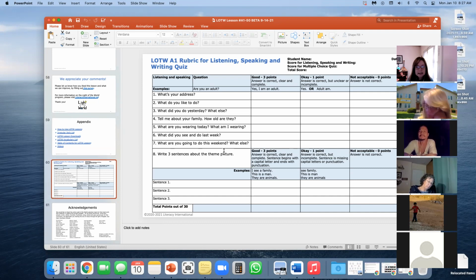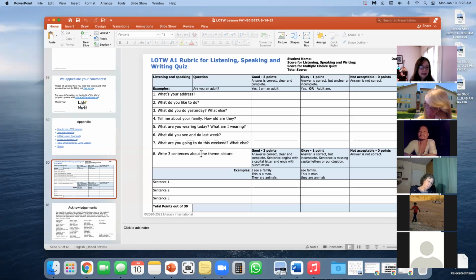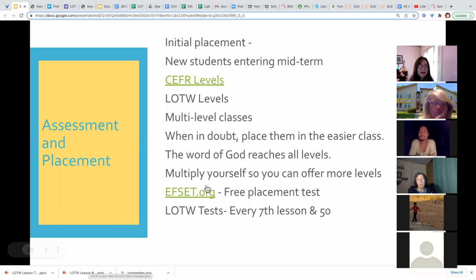So if you test someone with this A1 lesson 50 test and they get 80%, they're ready to go on to the A2 level. If they get less than 80%, we would start them at the A1 level. Okay. Now, because our Light of the World lessons are not complete yet, we plan to go up to the higher levels, but right now we only have the beginning, and we're working on the high beginning right now. We don't have the tests for all levels, but here's a pretty good test you can use.